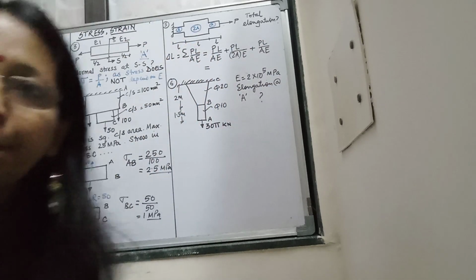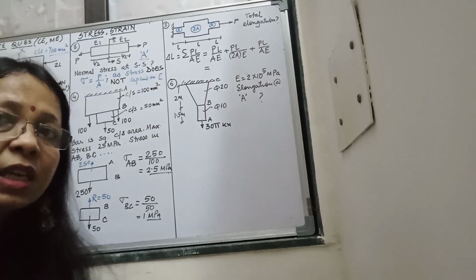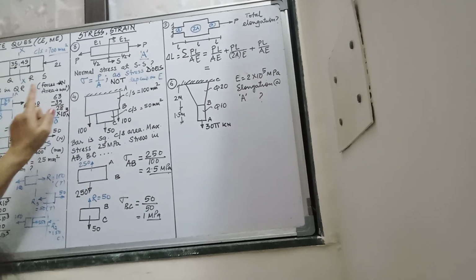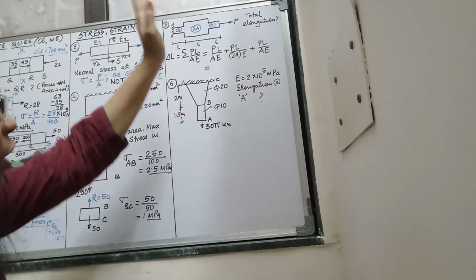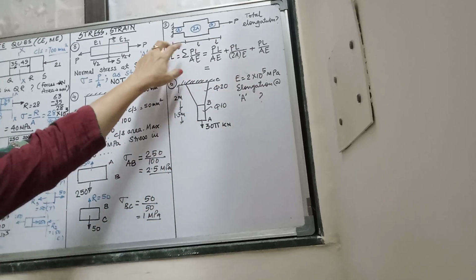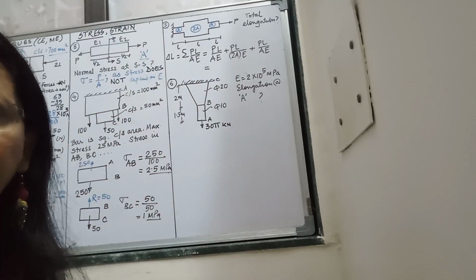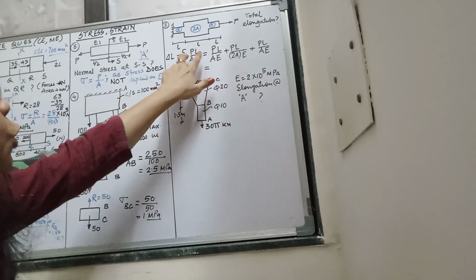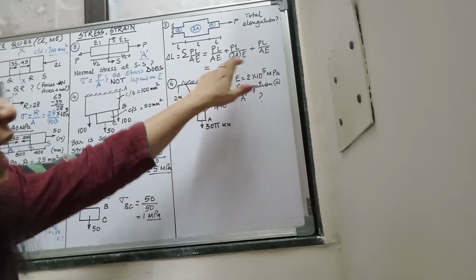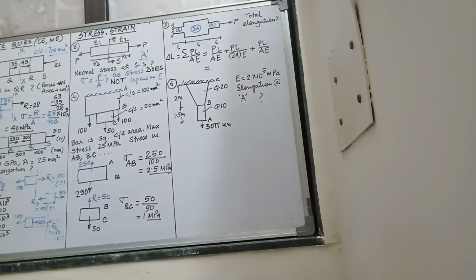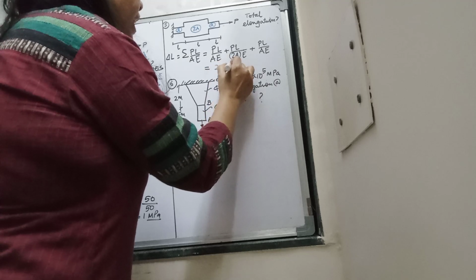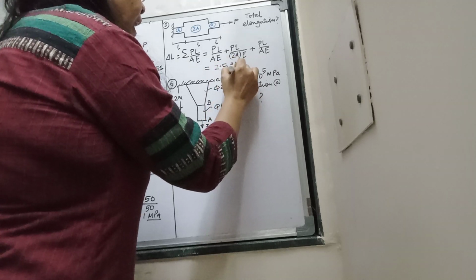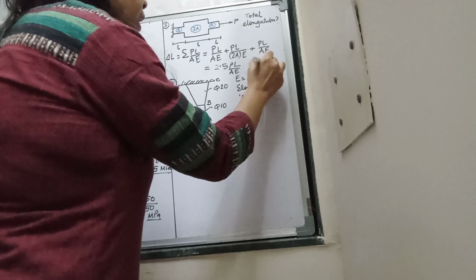Why has P come everywhere? Because as I have taught you in the first problem, question number 1, if you draw the free body diagram section wise, you will see that for every section it is coming P. So the force for each part will be P. Only the area of cross section changes. Okay, so for this problem the answer is 2.5 PL by AE. This is the answer.